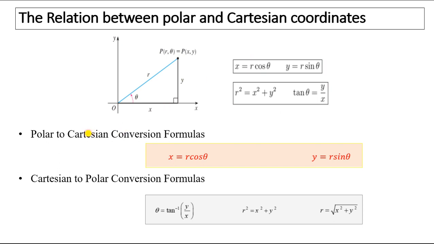If I want to convert polar to Cartesian, I use this relation: x equal r cosine theta, y equals r sine theta. If I want to convert Cartesian to polar, I use theta equal tan inverse y over x, r square equal x square plus y square, or r equal square root of x square plus y square.